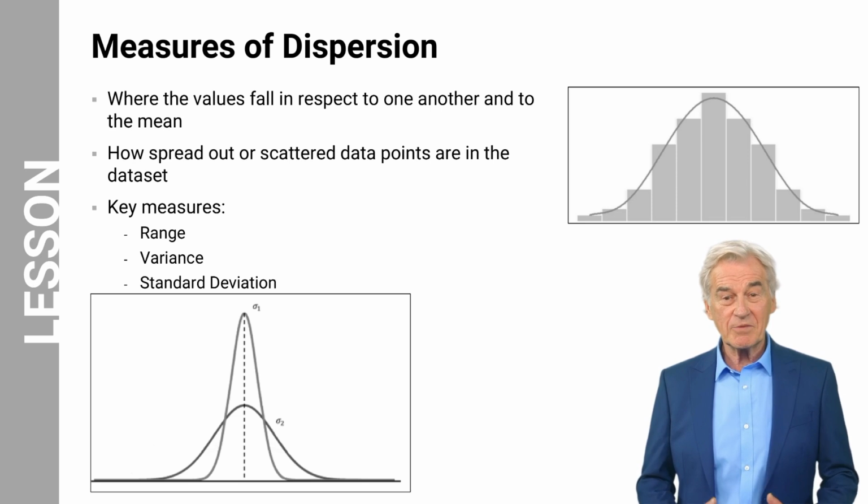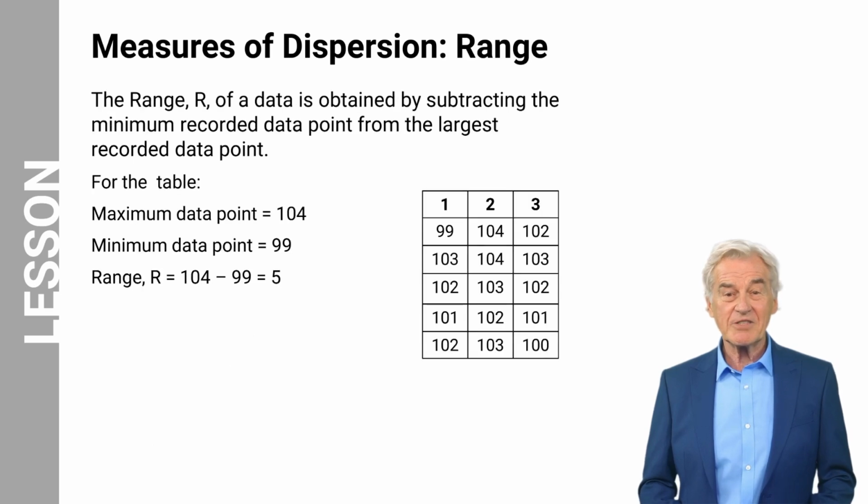We will discuss more about range and standard deviation in the upcoming slides. The range, R, of a data set is obtained by subtracting the minimum recorded data point from the largest recorded data point. For the sample data shown in the table, the maximum data point is 104 and the minimum data point is 99. Therefore, the range is 104 minus 99, which is 5.